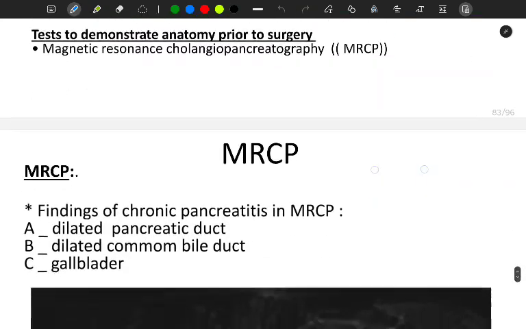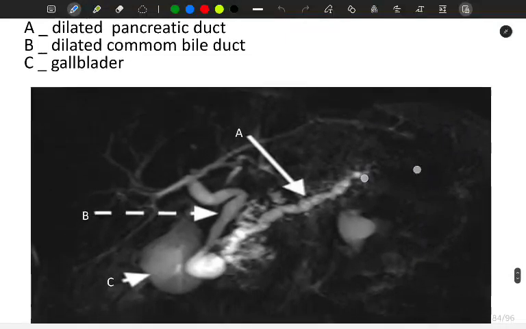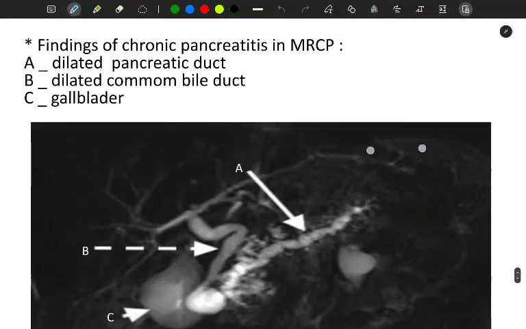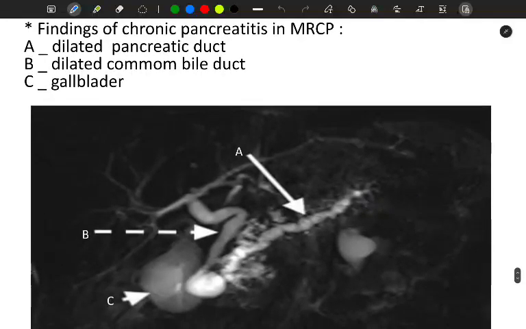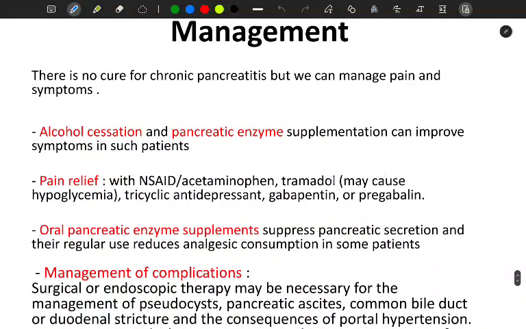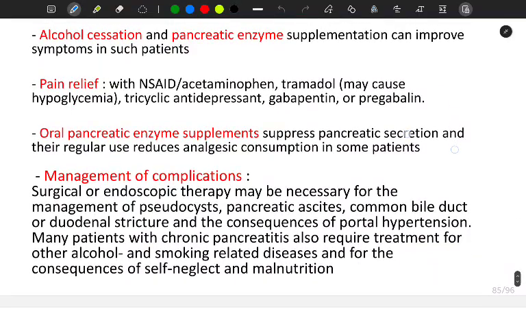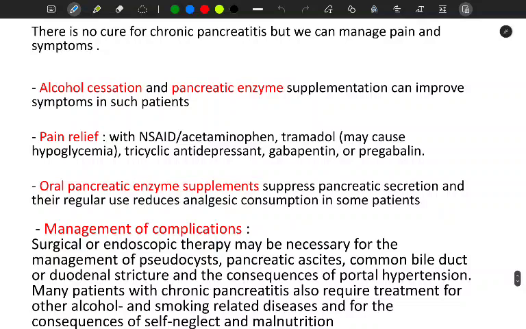Next. Dilated pancreatic duct, dilated common bile duct, and gallbladder as well. Yes, there is a stone, that's true. There is no cure for chronic pancreatitis. About management: pain management, alcohol cessation, pancreatic enzyme replacement if it shows that he is pancreatic insufficient, and pain relief, acetaminophen or paracetamol. Oral supplementation, Creon is the name, the brand name for pancreatic enzymes. Other enzymes apart from elastase are not the same. It can be found in the clinic, so you can test for elastase even while the patient is in clinic.